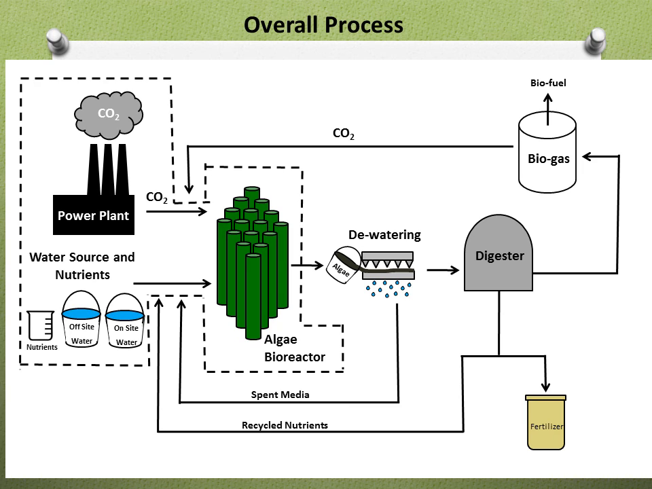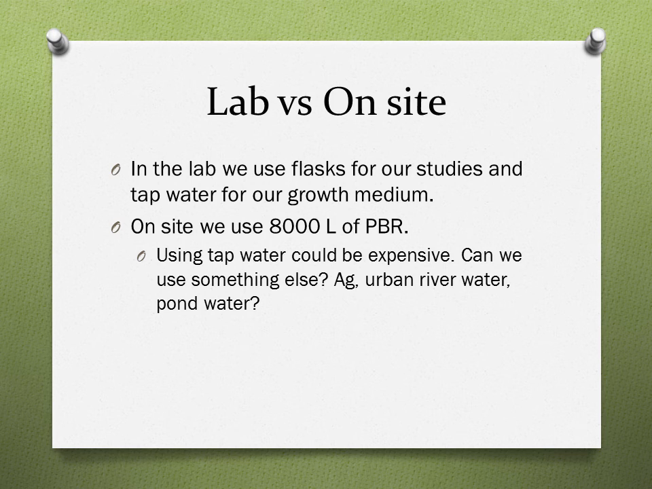This is just another picture of the overall process so you can get an idea of all the different pieces that we have to put into it. Right now we're just focusing on what kind of water source makeup to use in terms of this example. So let's look at what kind of water. When we're in the lab, we use flasks for our studies like I showed you, and we basically just use tap water for our growth medium. It's easy to get, and it doesn't have to be distilled water, it doesn't have to be anything fancy, so we just use tap water.